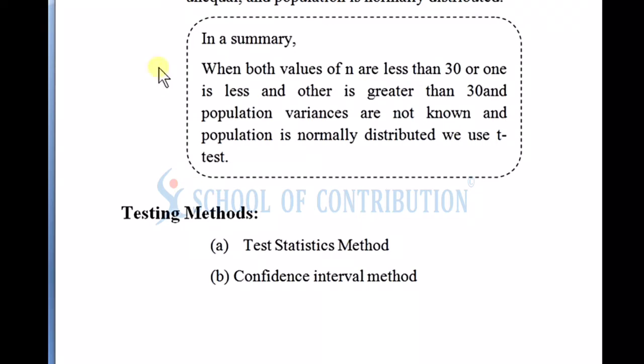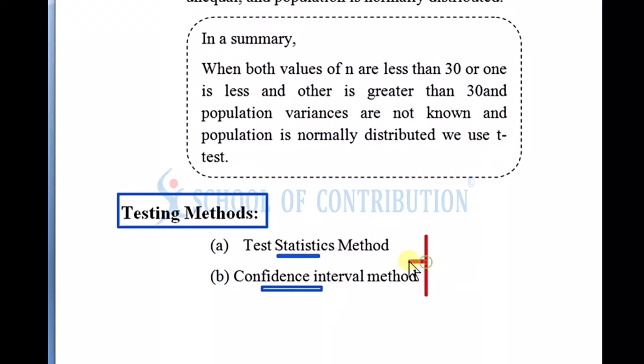There are two different testing methods that we are going to discuss. One is called the test statistic method, another is called the confidence interval method. There is another method called the p-value method, but we are not going to discuss it here, because finding the p-value from the t distribution table is quite difficult. In most cases we need software, so we omit the p-value method and discuss these two methods only.